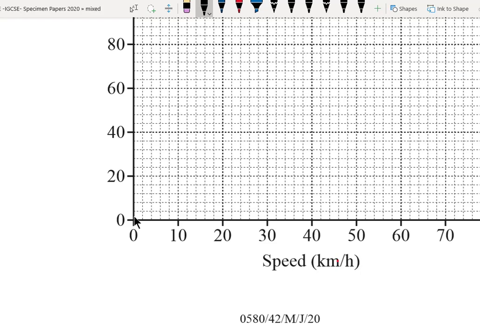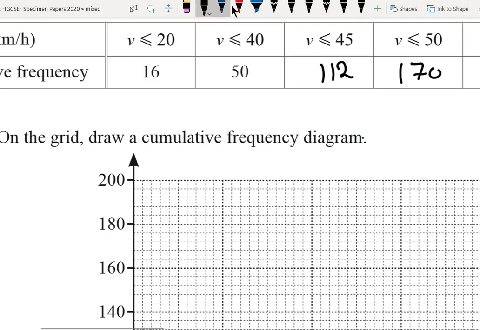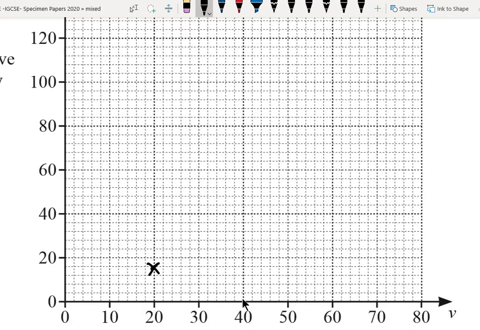Firstly, you must look at the scale in the vertical axis. We have 5 boxes to represent 20. So 20 divided by 5, which means 4 cars. Each small square represents 4 cars. So we have 20 with 16. 16 means 20 minus 4. This point.